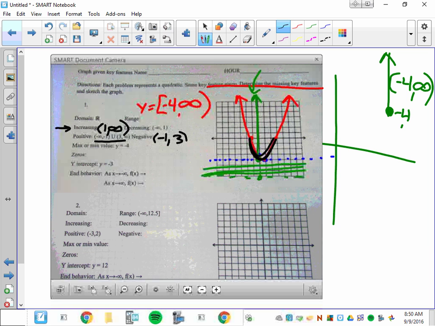Also, if you put the increasing and the decreasing together, you get the whole number line. So if you know one, you should know the other without a graph. If you have one of those, the other one is really easy to figure out.